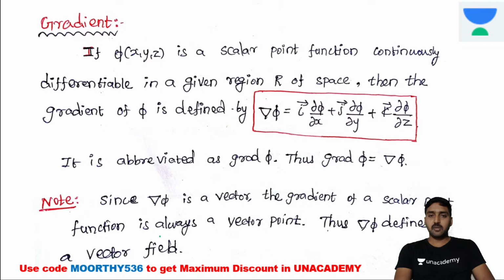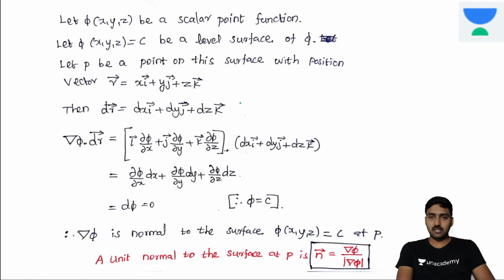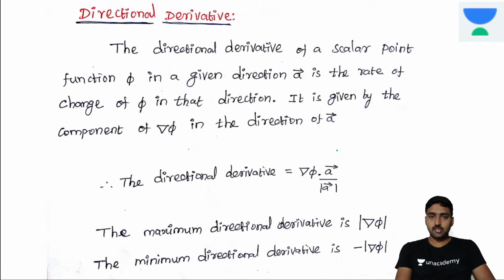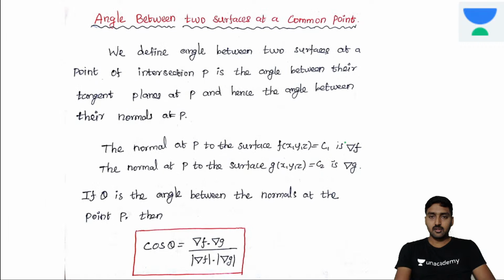We have started with the gradient. It's the first formula. Yesterday we discussed this in the previous videos, part 1 and part 2. It's the unit normal one. Then the directional derivative, and this is the formula for the directional derivative. Then the angle between two surfaces. This is the formula for the angle between two surfaces, two normals, or it may be the angle between two tangents.